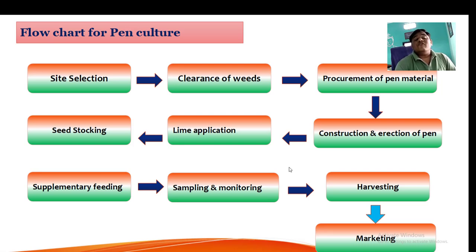And the procurement of pen material. After clearance of the weeds, we have to collect the pen material for the construction. Next is the construction and erection of the pen. You should take locally available material for the construction of the pen. Then the application of lime is very important as far as pen culture is concerned. We apply the lime as per requirement, at the standard rate, in the particular water.